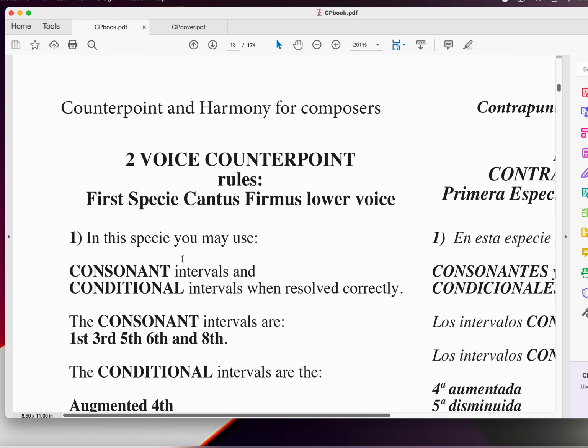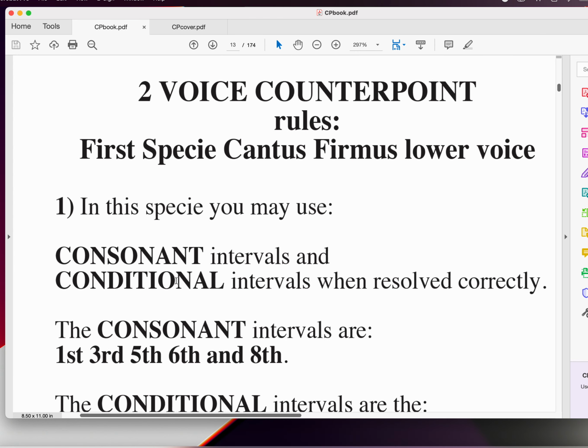In this species, you may use two types of intervals. If you don't know what an interval is, then you might like to check the theory videos, solfeggio and music theory book. But if you do, continue with this video. So in this species, there are only two types of intervals, or actually three, that can be used. One is called the consonant intervals, and the other the conditional intervals when resolved correctly. I'm going to explain what that is in a little bit.